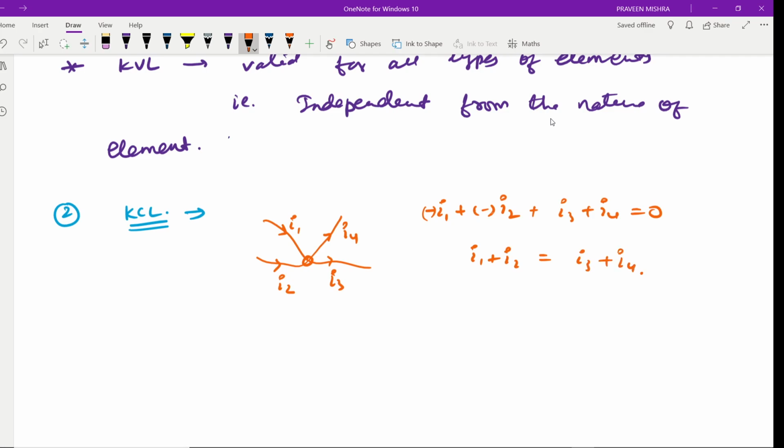If we take it as dq by dt, I will be equal to dq by dt: dq1 by dt plus dq2 by dt equal to dq3 by dt plus dq4 by dt. So from here we can say that q1 plus q2 will be equal to q3 plus q4.